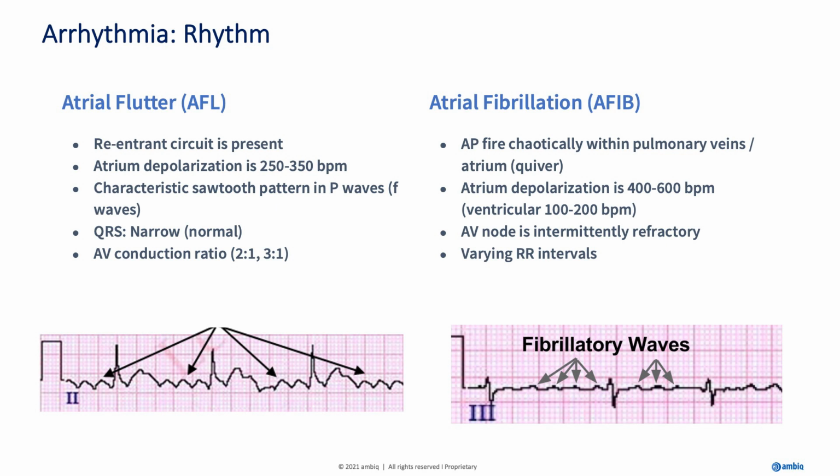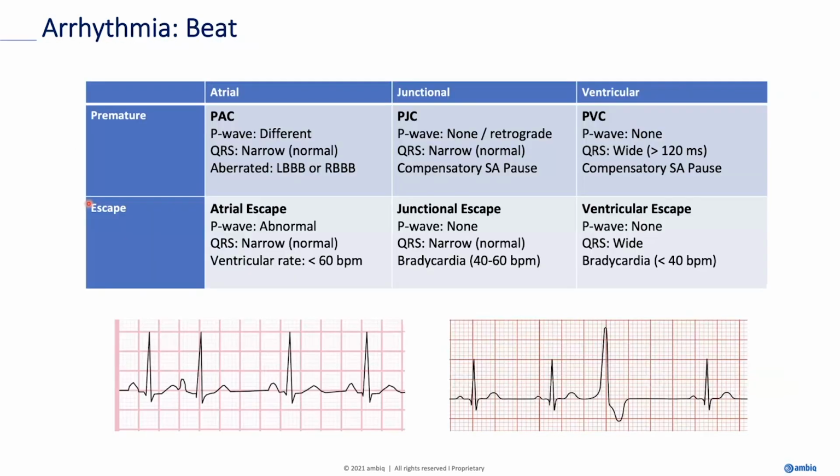Because the atrium is firing so fast, the AV node can't repolarize fast enough, so it can be in a refractory period where it's waiting before it can depolarize again. So for AFib, you'll see varying R intervals. You'll also see these fibrillatory waves. They can be seen on the ECG, but it's not always the case. These are very small amounts of millivolts, and depending on where the electrode's placed, whether it's wet or dry electrodes, you may or may not actually see those F waves.